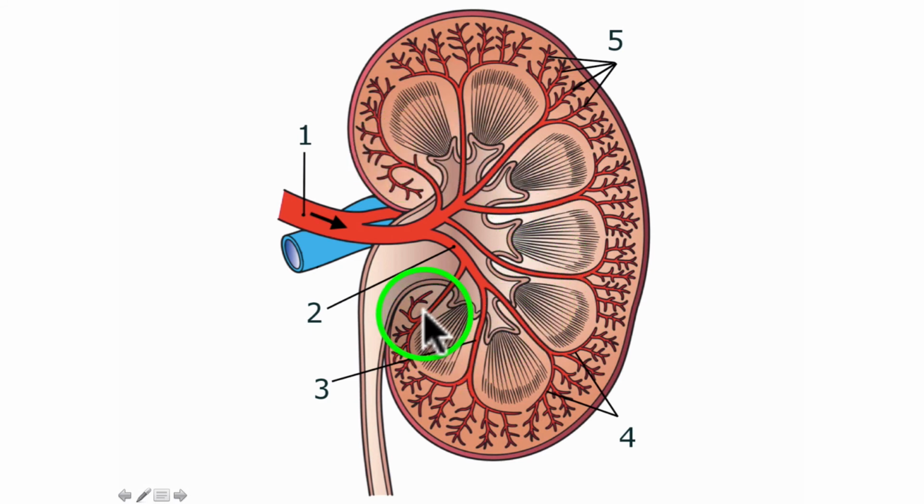Interlobar arteries. And as these arteries proceed to form an arch around the pyramids, we call these the arcuate arteries. Arcuate arteries. And then coming off, radiating into the cortex, are the cortical radiate arteries. And then coming off the cortical radiate arteries are the afferent arterioles. Afferent arterioles. So let's take another look at this.